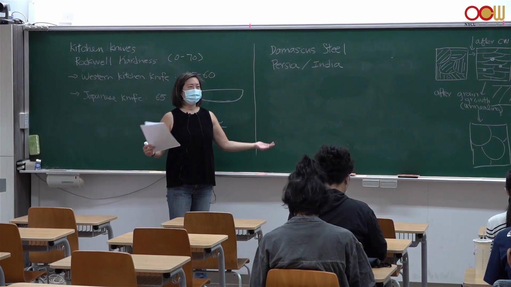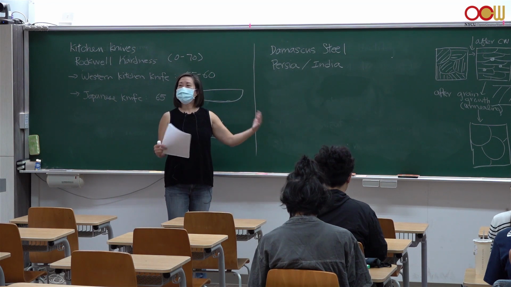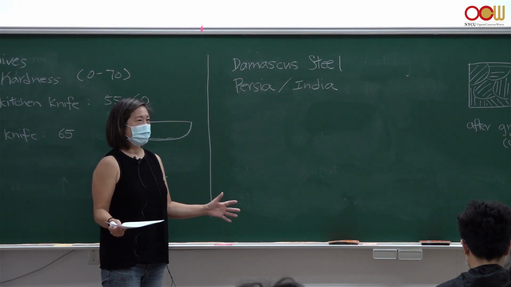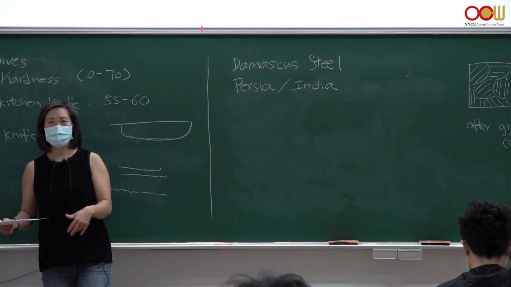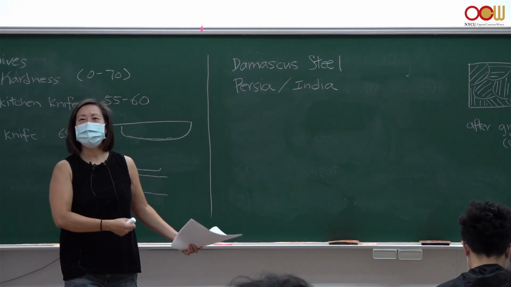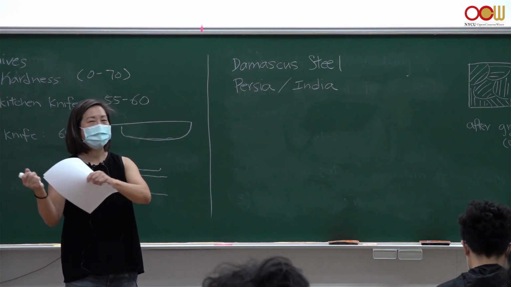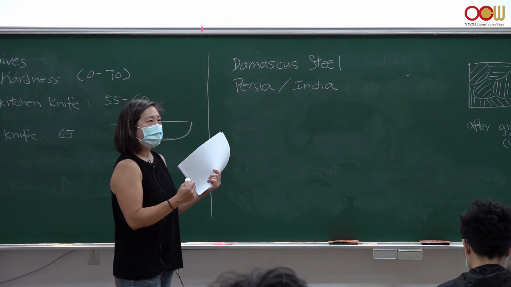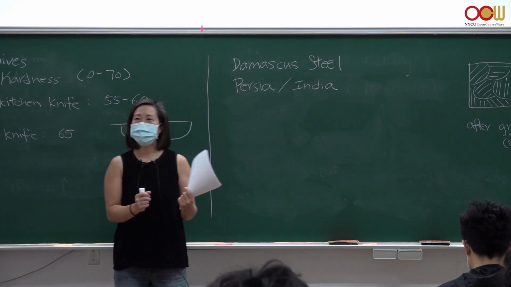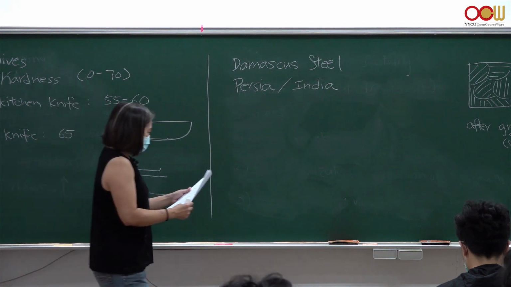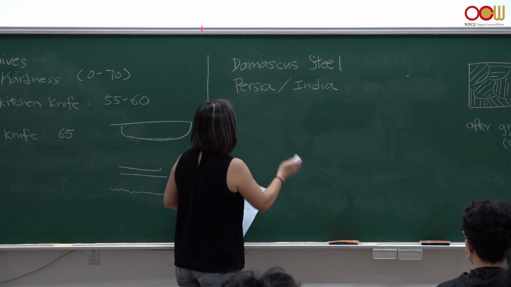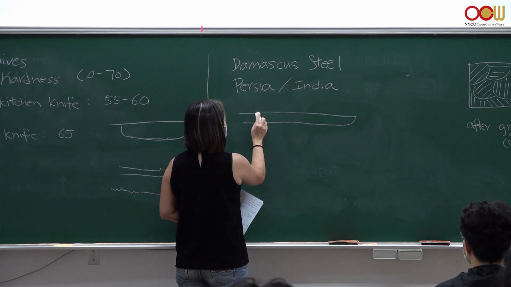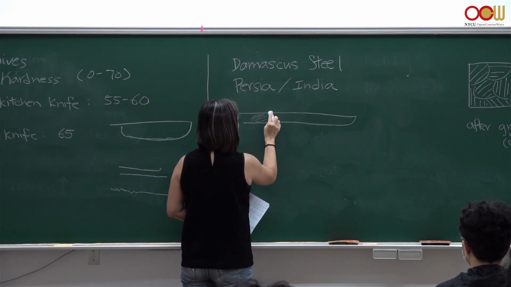It's legendary. People talk about how the Persians would have superior swords made out of Damascus steel, and they would not only be able to slice through their enemies, but slice through the enemy's swords. That's how sharp and how flexible these swords are. Okay. And they have a distinct pattern. You can tell that it's a Damascus sword because it has this wavy pattern.